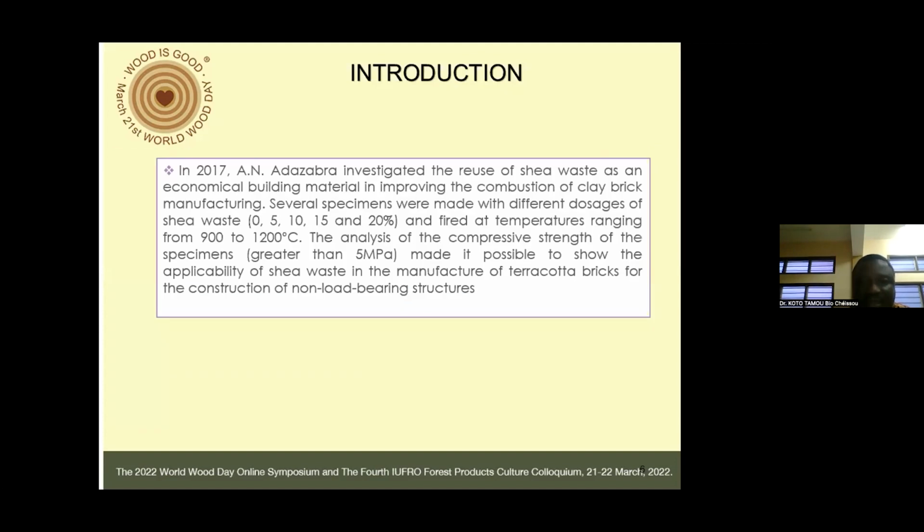We have Adazabra in 2017, who investigated the use of shea waste as an economical building material in improving the conviction of clay brick manufacturing. At different temperatures, we can have the analysis of compressive strength, with specimens greater than 5 MPa. It is possible to show the applicability of shea waste in the manufacture of terracotta bricks for construction of load-bearing structures.